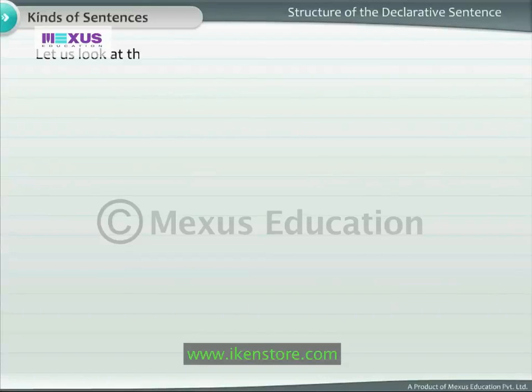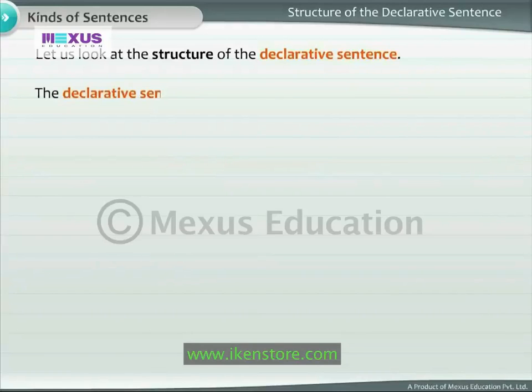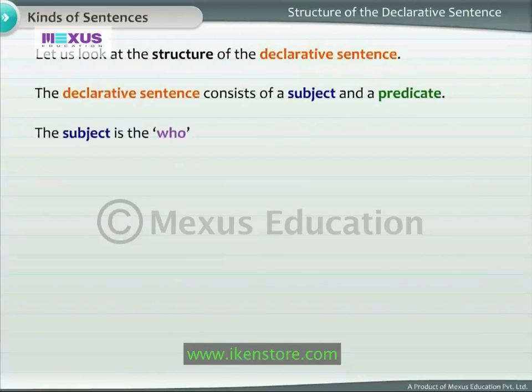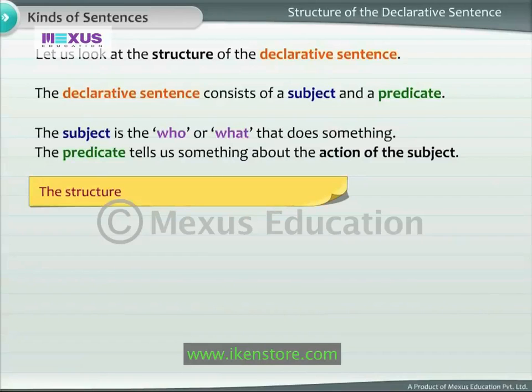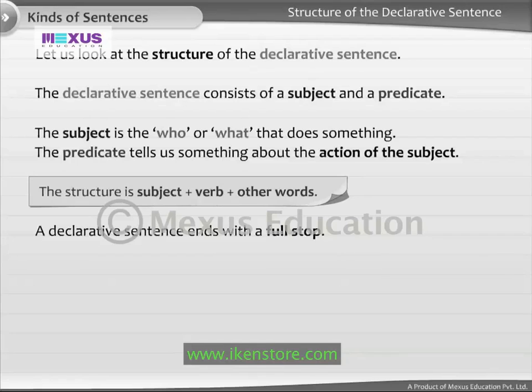Let us look at the structure of the declarative sentence. The declarative sentence consists of a subject and a predicate. The subject is the who or what that does something. The predicate tells us something about the action of the subject. The structure of the declarative sentence is subject plus verb plus other words. A declarative sentence ends with a full stop.